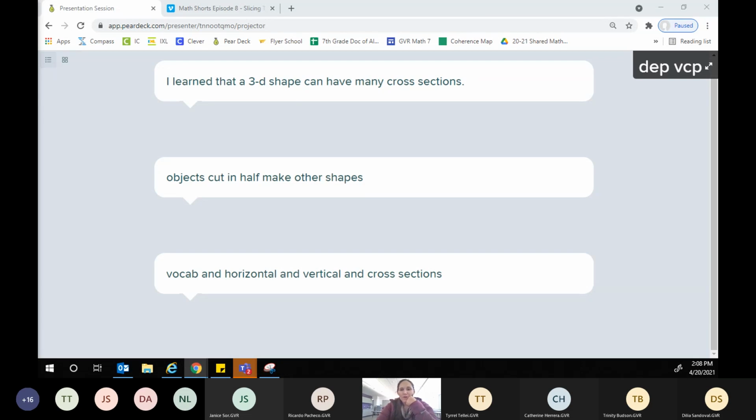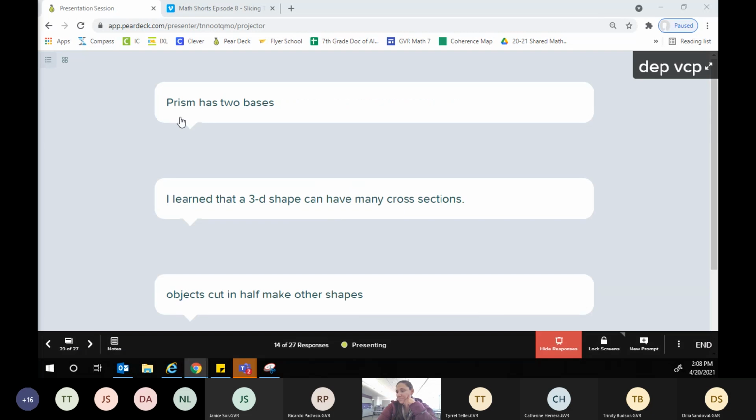Noelia, I like where you're going with yours. Prisms, this is Noelia's. Prisms have two bases. Noelia, if you wanted to add on to this, you could say pyramids have one. So that looks really good, y'all.